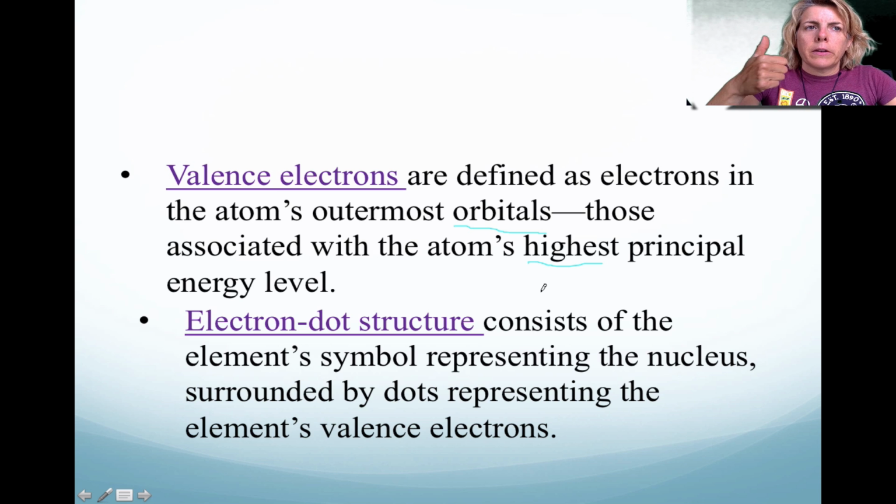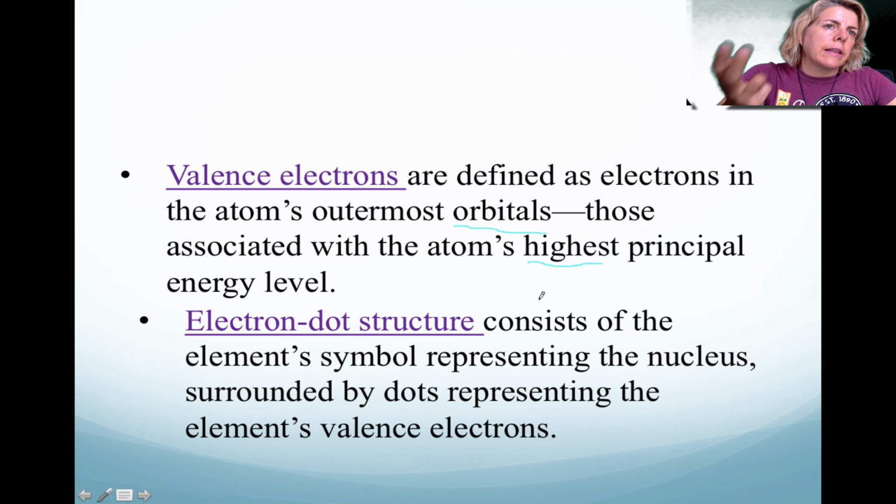Now, we talked about atomic orbitals, we talked about electron configuration. Now we're talking about electron dots. So we can actually use a symbol, and we can surround it with dots to represent valence electrons. And the reason why we're going to do this is we want to show bonding eventually, and we need valence electrons to show bonding.